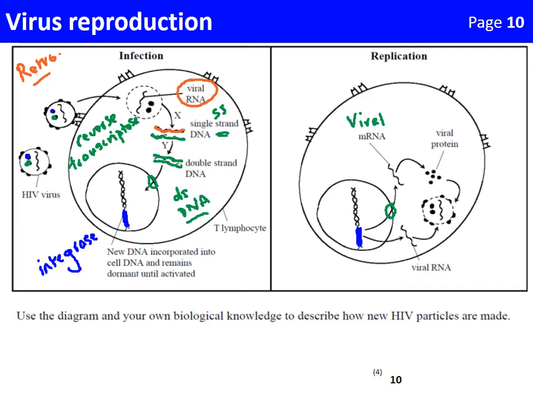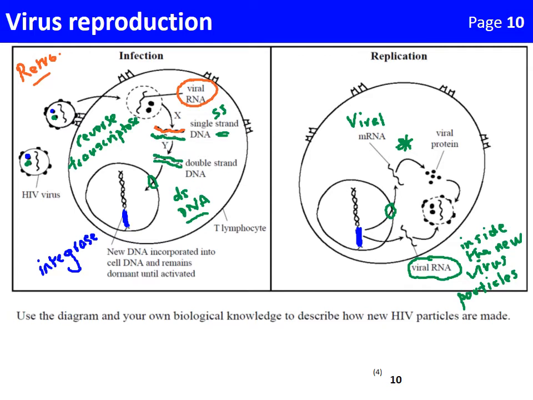Also, the viral RNA doesn't have to be translated, and this RNA here will actually be the RNA that ends up inside the new virus particles. So some of the viral RNA that's made is going to be translated. So we can see here translated at the ribosomes, or it ends up inside the new virus particles as part of the new virus itself.